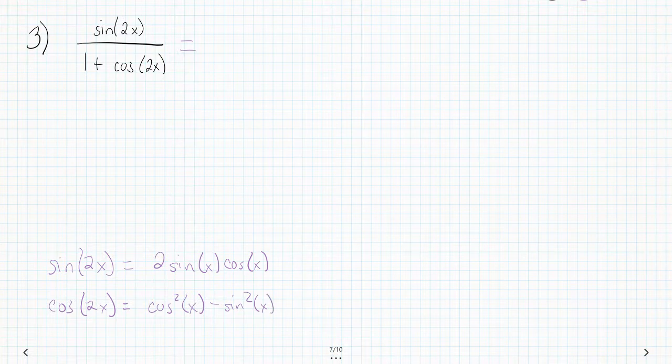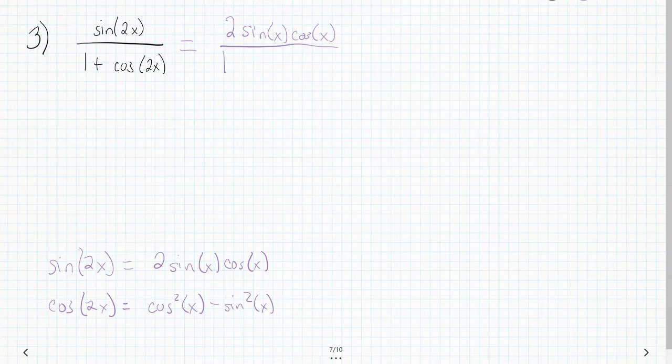Okay, so the first one we did, remember we had tangents, cotangents, we wrote everything in terms of sine and cosine. Now when we have a double angle inside, we're trying to break it down in terms of sine and cosine just once more. Okay, so this whole thing becomes 2 sine of x cosine of x all over 1 plus, we just said cosine of 2x is cosine squared x minus sine squared x.